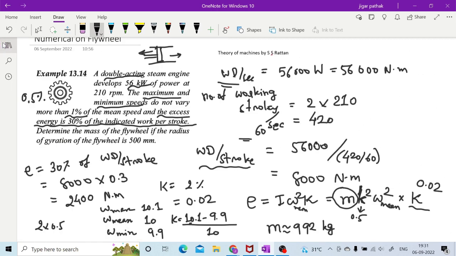Sir, I have solved a question where it is written about mean position, but in that question the answer is given, they have taken the coefficient of fluctuation of the speed as 1 only, that is 0.01. I guess there may be some mistake, or you should read the problem statement again, maybe, right?